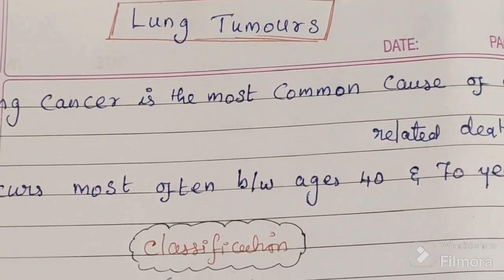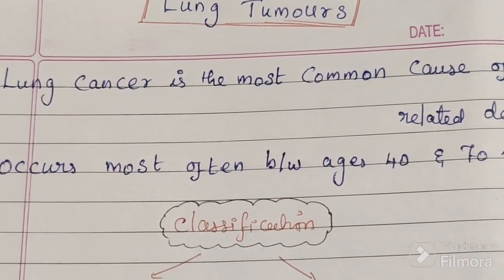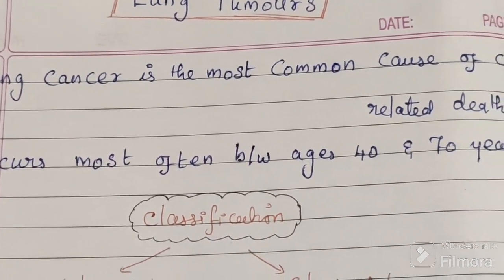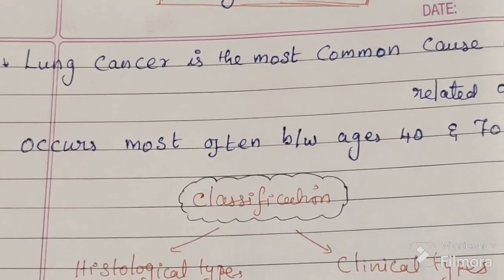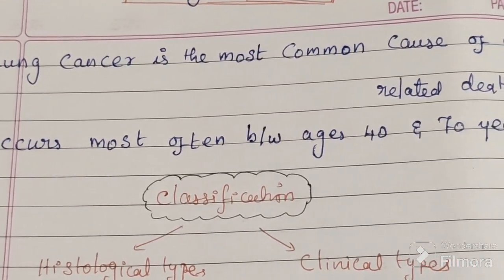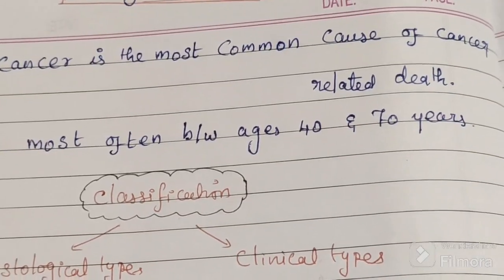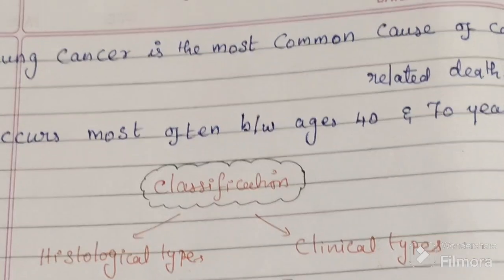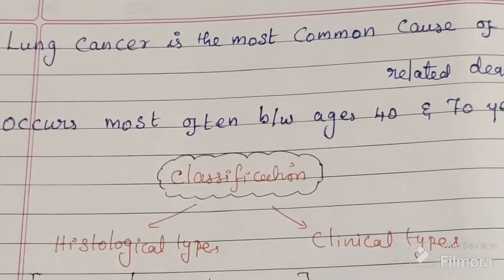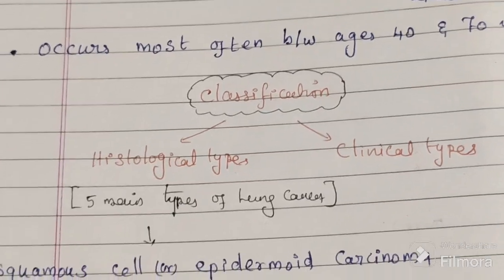Today's topic of discussion is tumors of the lungs. Lung cancer is the most common cause of cancer-related death. It occurs most often between ages 40 and 70 years. Coming to classification, lung cancers are classified into histological type and clinical type.